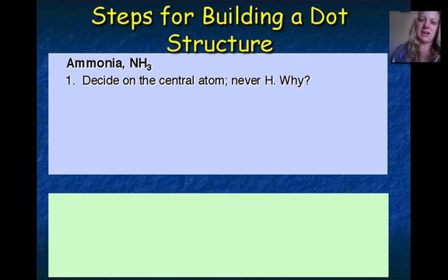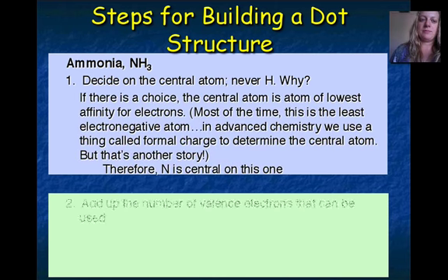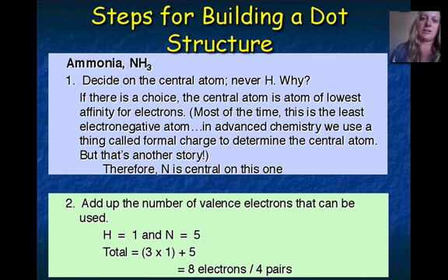First, we have to decide on which one is going to be in the middle. We call that the central atom. The central atom is never going to be hydrogen. Why? Because it only has one space for bonding, it's going to attach itself to an end of something. So we're going to put nitrogen in the middle. Then we're going to add up the number of valence electrons that can be used. Here, hydrogen has 1 and nitrogen has 5. So that means we have 3 times 1 plus 5, which means we have 8 electrons or 4 pairs of electrons.